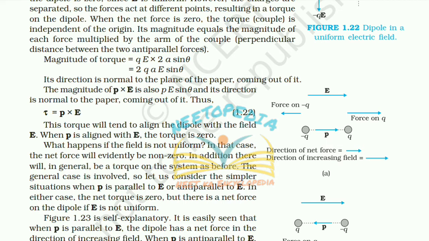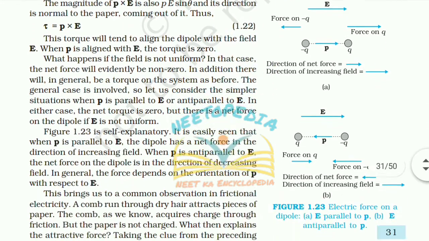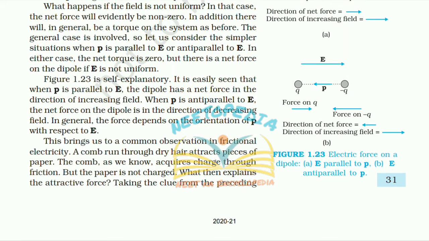What happens if the field is not uniform? In that case, the net force will evidently be non-zero. In addition, there will in general be a torque on the system as before. The general case is involved, so we consider the simpler situations when P is parallel to E or anti-parallel to E. In either case, the net torque is 0, but there is a net force on the dipole if E is not uniform. The figure is self-explanatory. When P is parallel to E, the dipole has a net force in the direction of increasing field. When P is anti-parallel to E, the net force on the dipole is in the direction of decreasing field. In general, the force depends upon the orientation of P with respect to E.